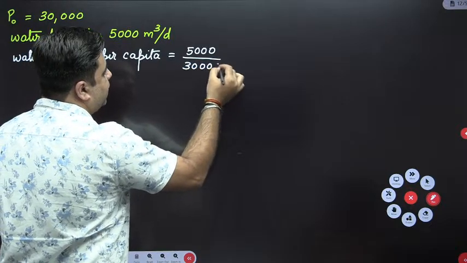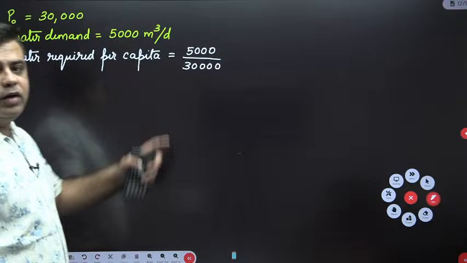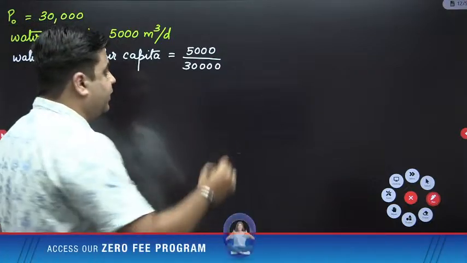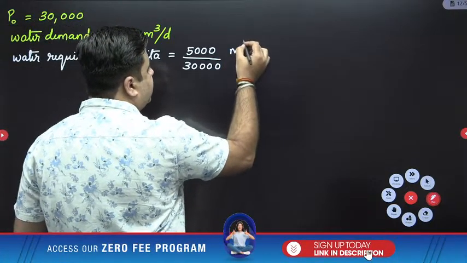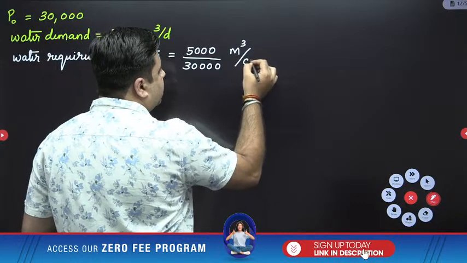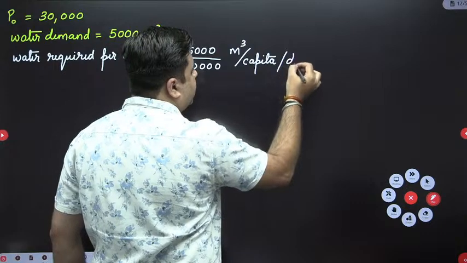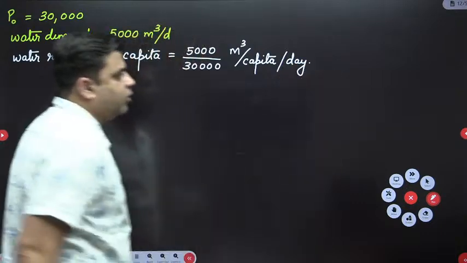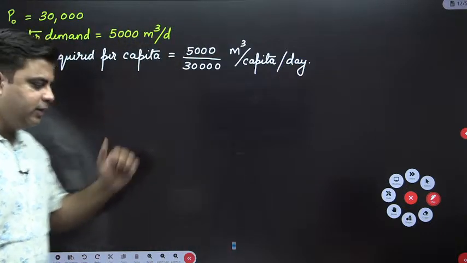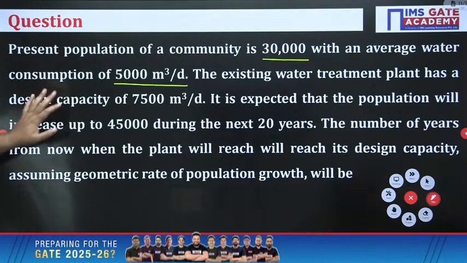This is the amount of water required by one person in one day, and this will be in meter cube per capita per day. This is the amount of water required by one person in one day. Okay, let's see this question further.